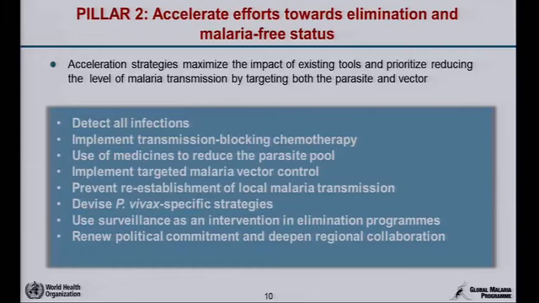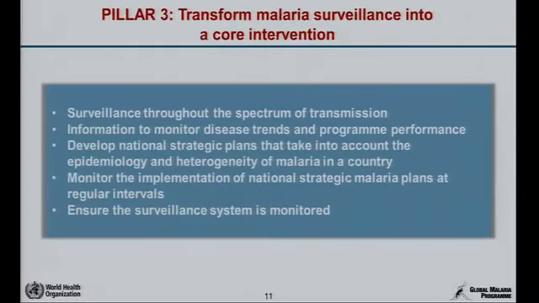allow transmission, implement targeted malaria vector control, prevent reestablishment of local malaria transmission, specific P. vivax strategies that are incorporated into this new global technical strategy. The third pillar is surveillance throughout the spectrum of transmission, and it's about generating information that can feed into countries' strategic planning, monitor the success of those strategic planning, link responses to data that are being generated.